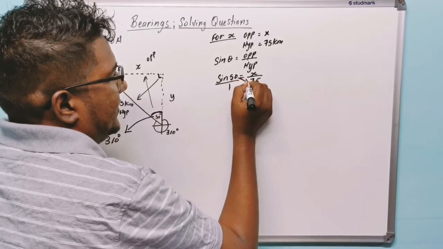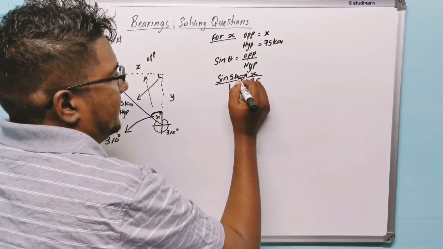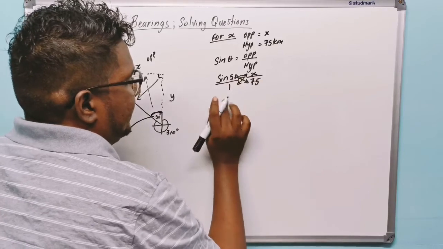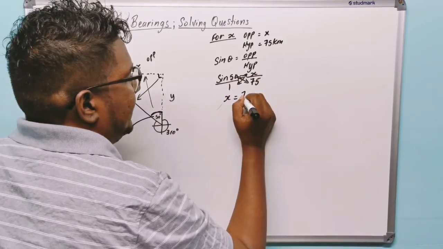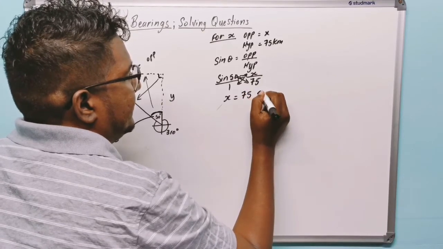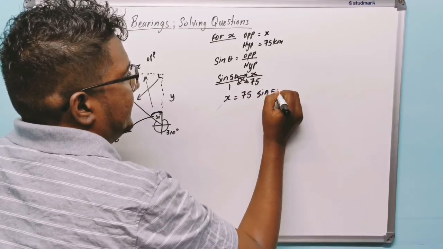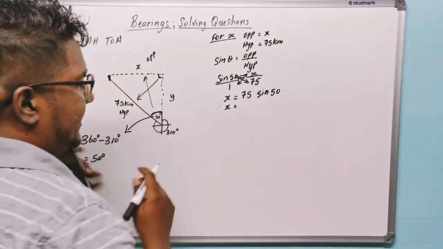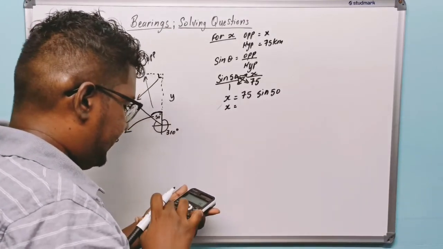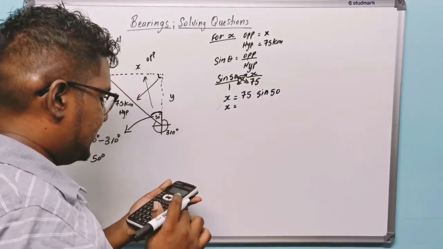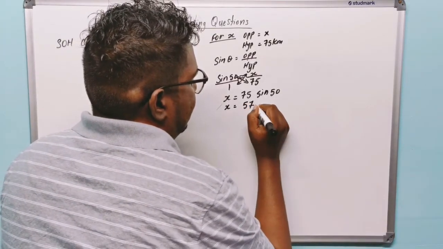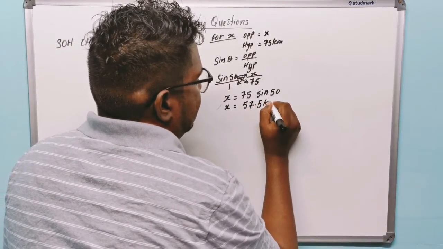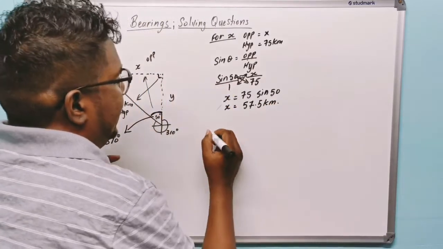Put this over 1 and then we cross multiply. x times 1 is going to give me x, and 75 times sine 50 is going to give me 75 sine 50. Using our calculator, put that in. 75 sine 50 is going to give me 57.5 kilometers. Now let's find y.